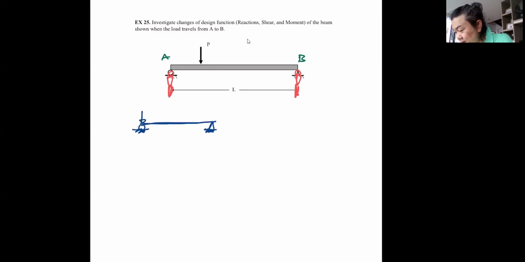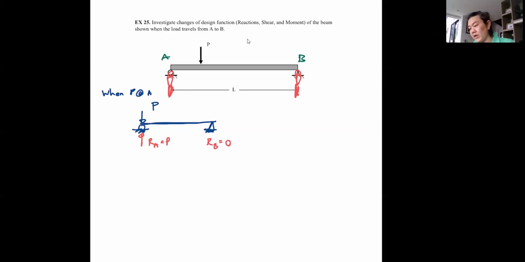When your load P is right here on the left support, what would be the reaction, or what would be the load that the person at A has to carry? Of course, when P is at A, you can see very clearly that the reaction at A is P, right? And therefore the reaction at B becomes 0, obviously.